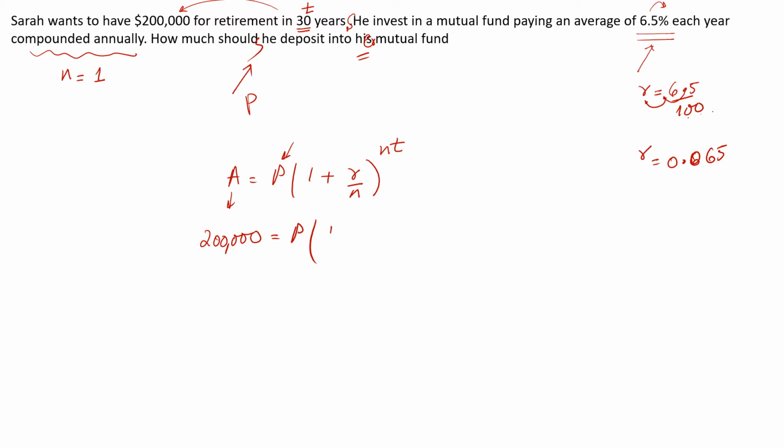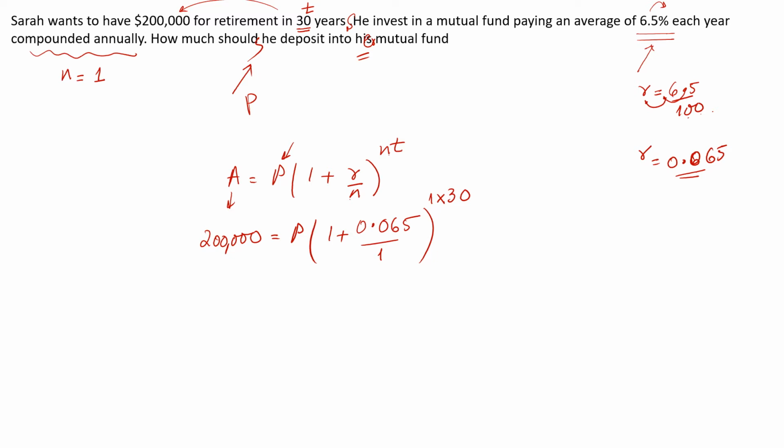Then we have 1 plus, in place of R we will write 0.065. N is 1, so if you write 1, fine, and if you don't write 1, no problem. Then NT means 1 times T, and T is 30 years, so just write 30 in place of T and get the answer.